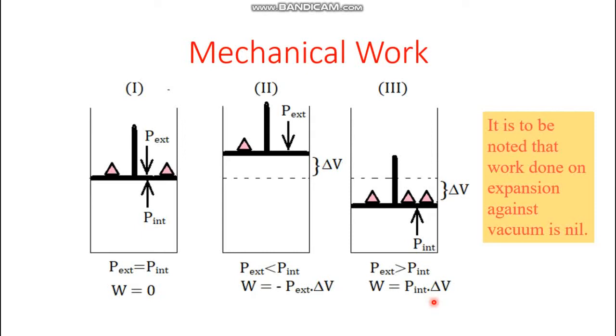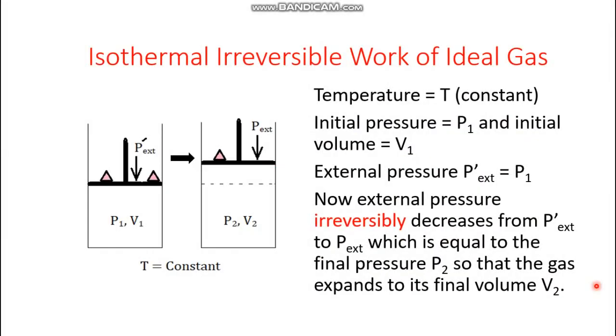If P external and P internal are same, then no work would be done. And in another case, no work would be done if the piston is moving against vacuum, because it is actually pushing nothing. It is actually moving against zero pressure. So the intensity factor becomes 0, and in that case the work done becomes 0. So it is to be noted that work done on expansion against vacuum is nil. Okay, so no work is done.